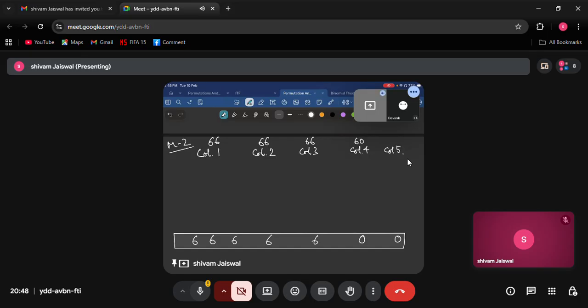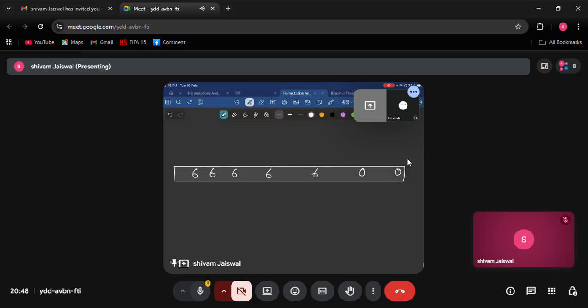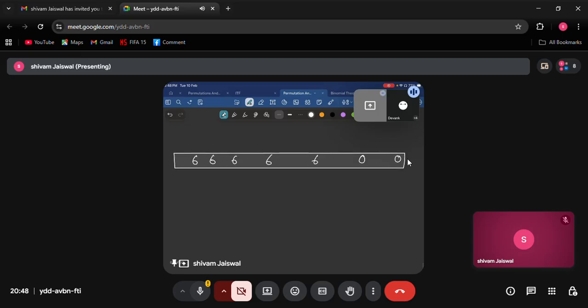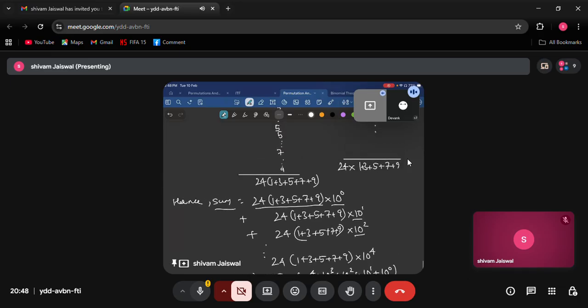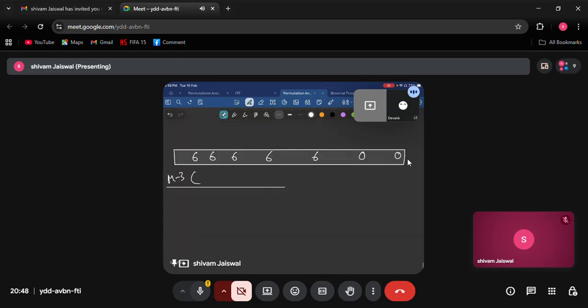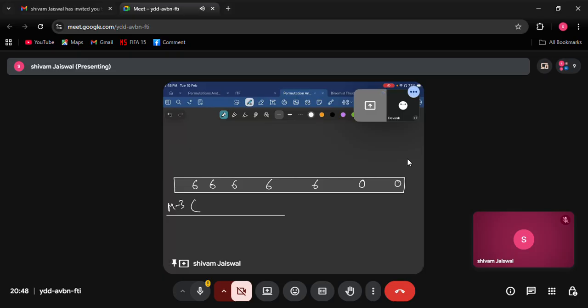Next. Method 3. Another method. Generally, I'll tell you to use method 3. Mostly you use method 1 only. I mostly use method 1, but method 3 you use when the digits are in AP. When the digits are in AP.